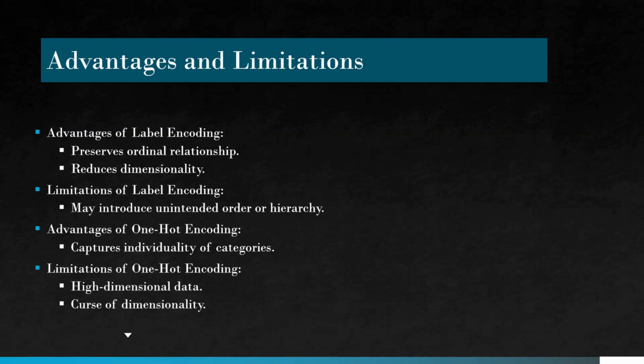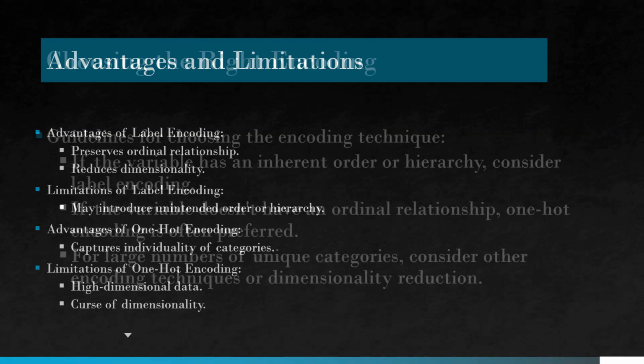There are some advantages of one hot encoding. It captures the individuality of categories. It does not create any order or hierarchy between categories. There are some limitations of one hot encoding as well. Since it creates a separate column for each category, it also creates a problem of high dimensional data, which causes the curse of dimensionality.